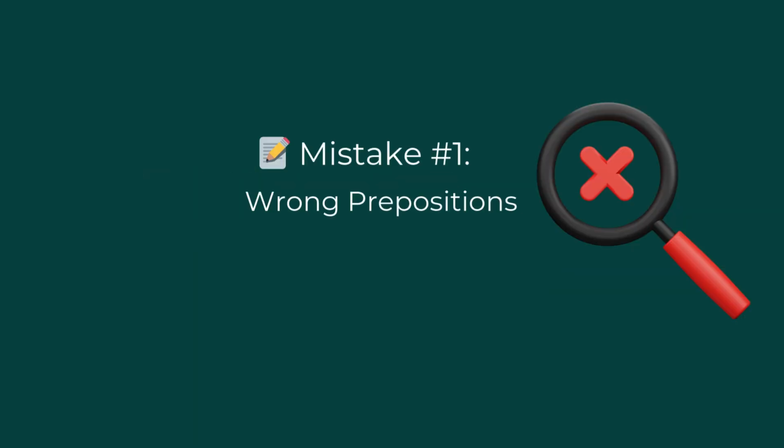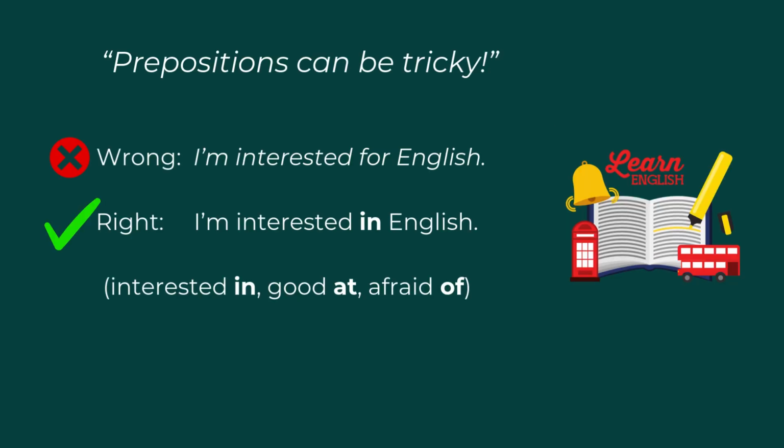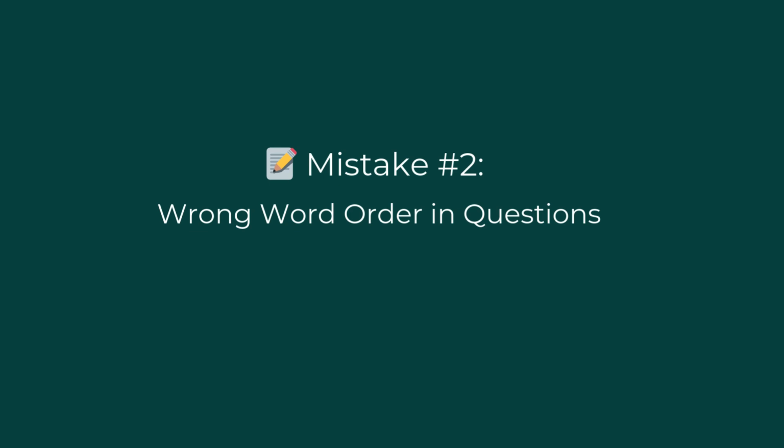Mistake number 1. Wrong prepositions. Prepositions can be tricky. Wrong: I'm interested for English. Right: I'm interested in English. We say interested in, good at, and afraid of. I'm interested in English.